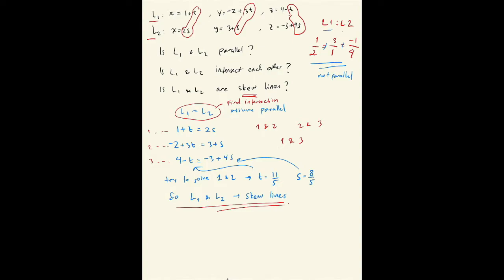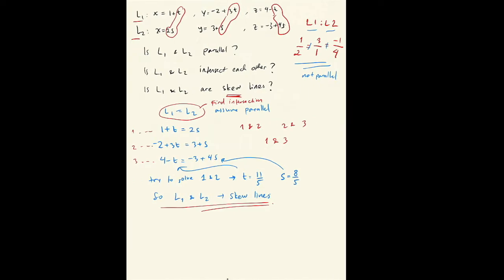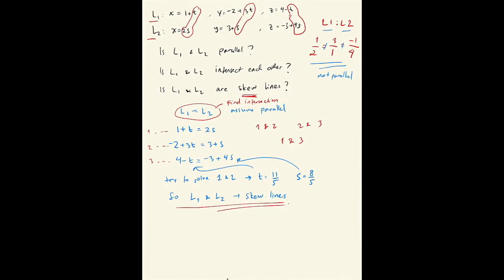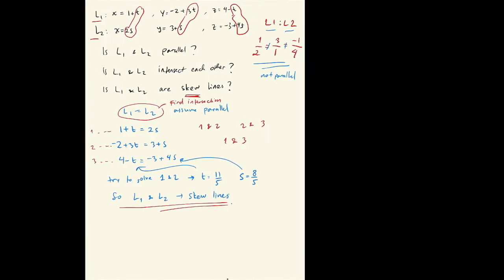Okay, so find the L1 and L2. I will give you another example. Okay, another example to give you more insight of what you need to do. Okay, so I will give you another question. Let's try L1 is X, Y and Z, and I also have L2.